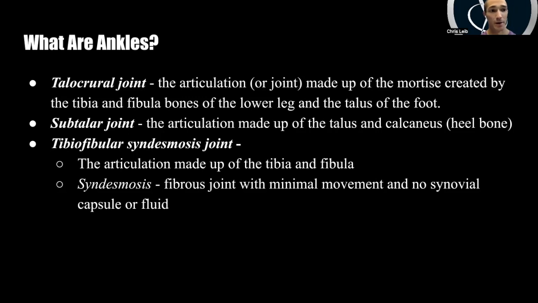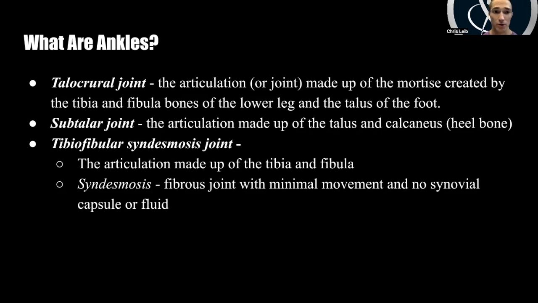And then the other joint that's pretty common if you watch sports, especially the NFL, is the tibiofibular or syndesmosis joint. This is where the two lower leg bones, the tibia and the fibula, come together. A syndesmosis just means it's a more fibrous joint. It doesn't allow for as much movement as most of the joints we talk about, which are synovial joints. There's no synovial capsule or fluid, but ligaments attach these two bones together.